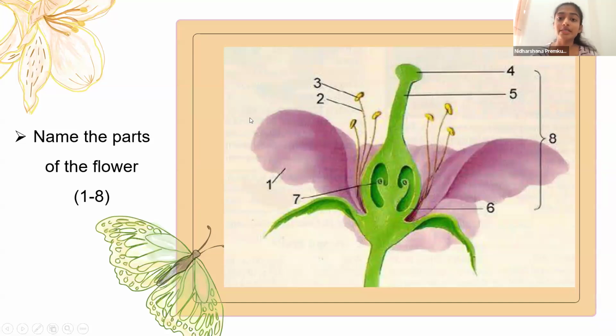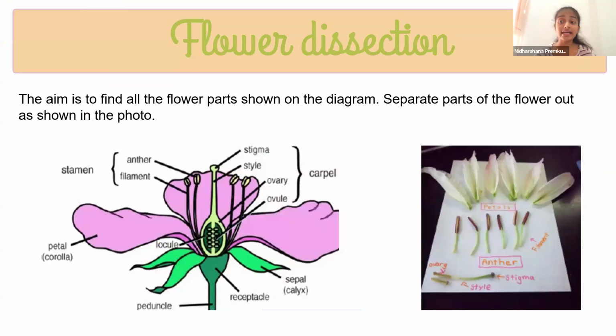Now, with the knowledge we have, here is an image where you are asked to name the flower parts. There are 8 parts. It's a small activity for you to do. Then, moving on. Flower dissection is an activity where you're going to cut open a real flower. A lily or a hibiscus is the most suitable flower for this activity because these types of flowers have very distinct parts. You can easily see the distinct female and male parts. So, the aim of this activity is to find all the flower parts that are shown in the diagram and what we learned so far.